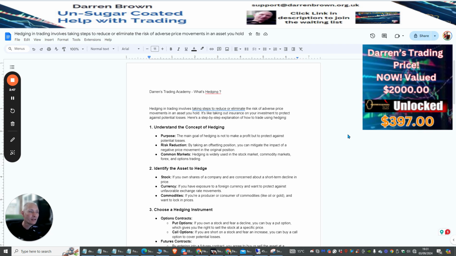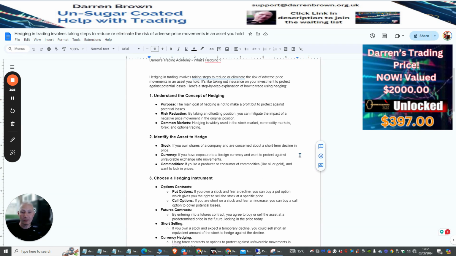Risk reduction. By taking an offsetting position, you can mitigate the impact of a negative price movement inside the original position. Common markets: hedging is widely used in the stock market, commodity markets, forex and options trading. Okay, identify the asset to hedge. If you own shares of a company and you're concerned about a short-term decline in the price, remember when I was talking to you about how you could already be in a deficit inside your own account, you can use hedging to aid your bets to get yourself back inside a profitable margin.